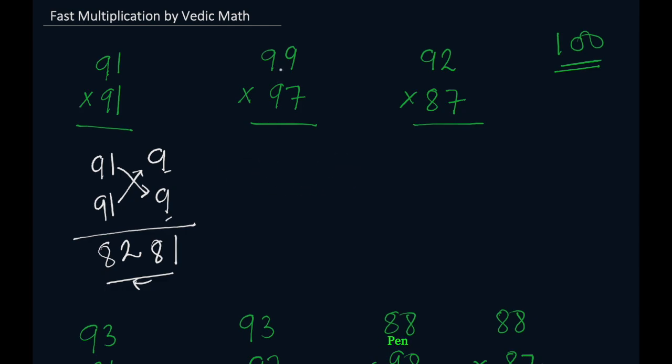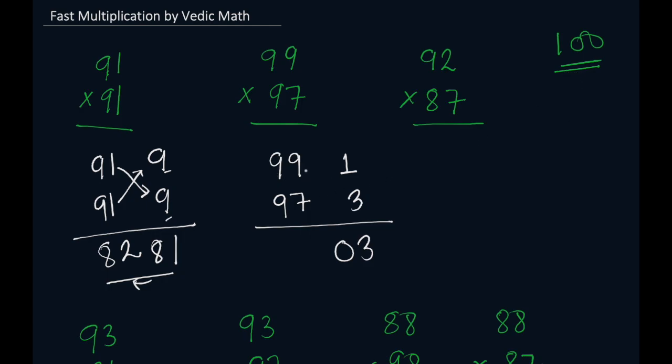Our second question is 99 cross 97. So we will write 99. 100 minus 99 gives us 1. So we will write 1 here. Second is 97. 100 minus 97 is 3. So we will write 3 here. Now 1 cross 3 is 3. But we will write 0, 3 because we are writing in base 100.